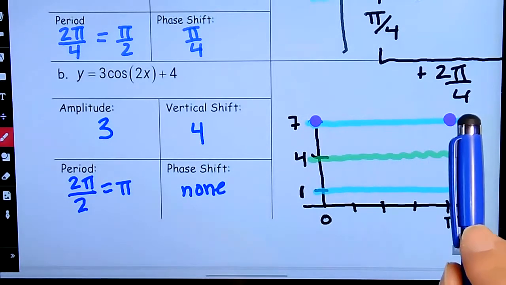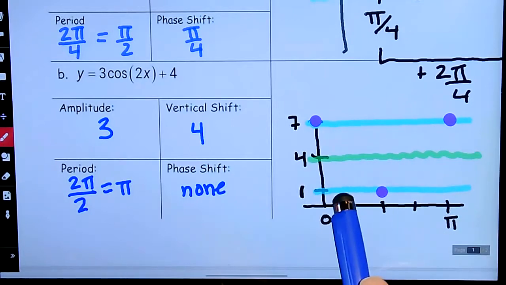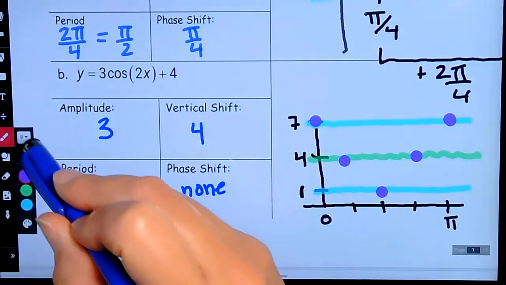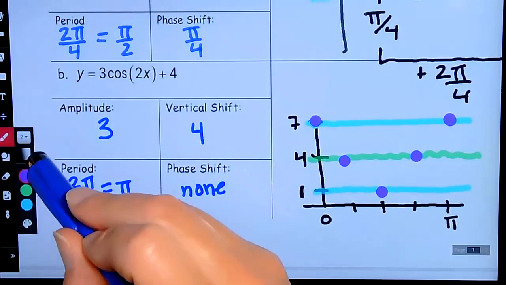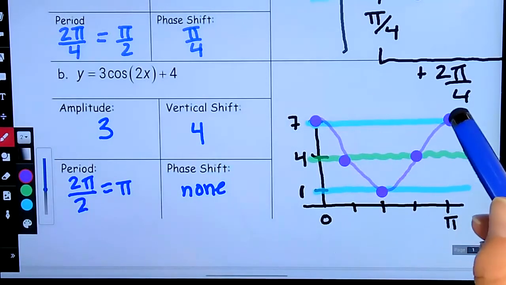So high to high. Halfway in between is my low. And then halfway between those is my zeros. And then I draw my graph. And that's my cosine graph.